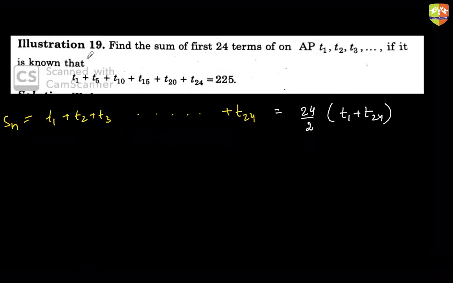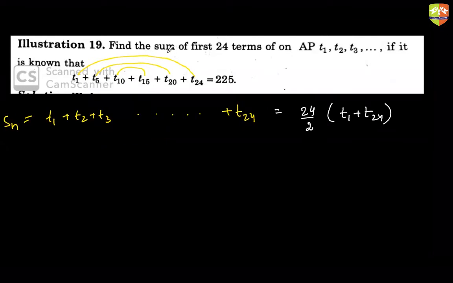Now here, the best part is you have been given T1, T24, T5, T20, T10 and T15. Basically, you have been given all the terms which are actually equidistant from the beginning and the end. Yes or no? So T1 is the first term, T24 is the last term, T5 is the fifth term, T20 is the fifth last term, T10 is the 10th term, and T15 is the 10th last term, isn't it?